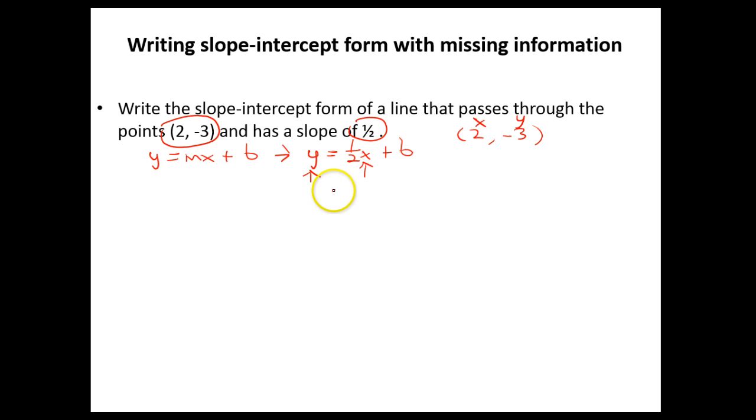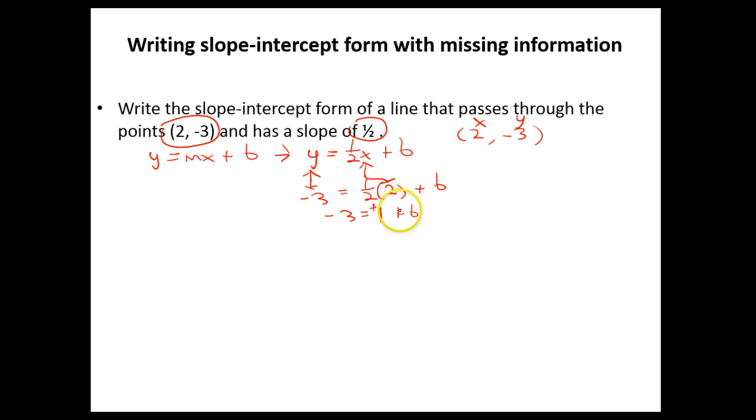So y, and my coordinate y was -3, so instead of y I'm going to write -3. 1/2, x was 2, so that's going to turn into a 2 instead of x. It's going to go here. Plus b. Okay, well I still don't know b. I'm going to solve for it. 1/2 times 2. Well, half of 2 is 1. Okay, plus b equals -3.